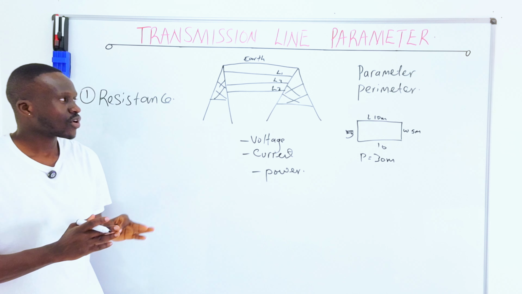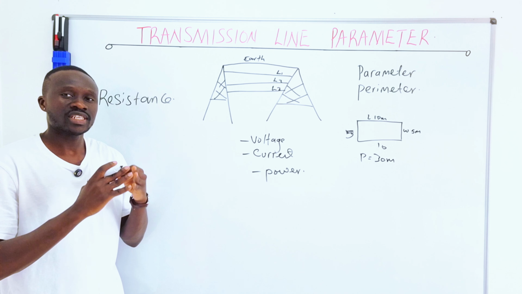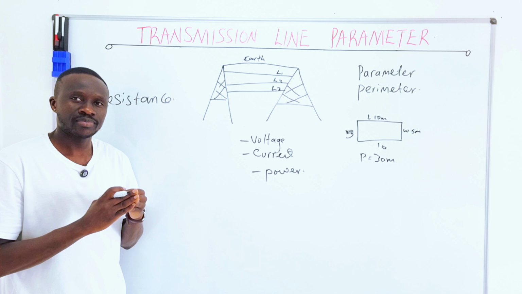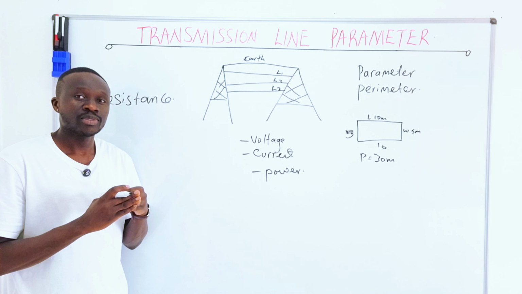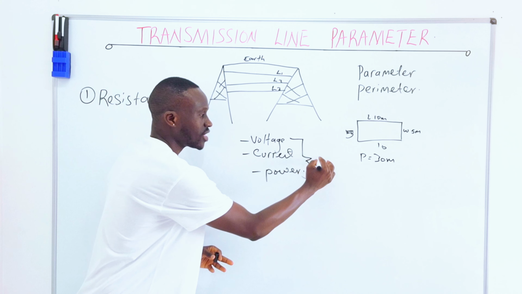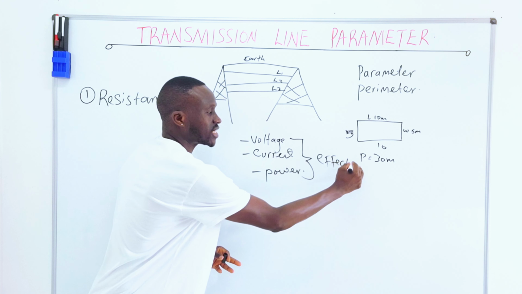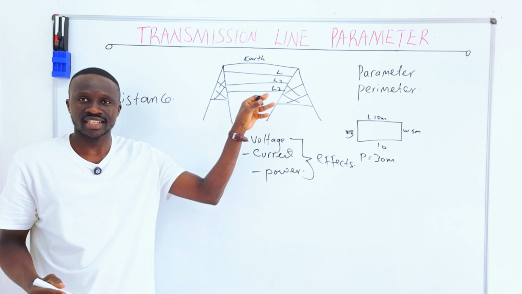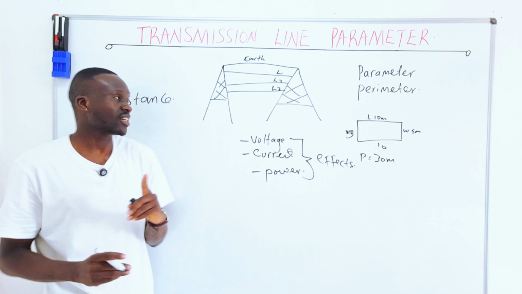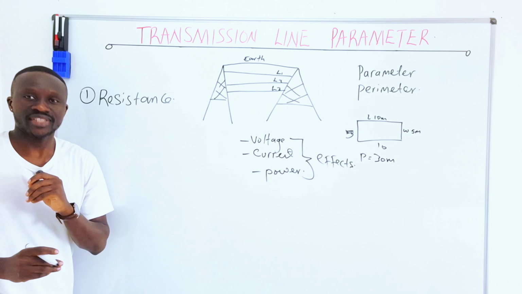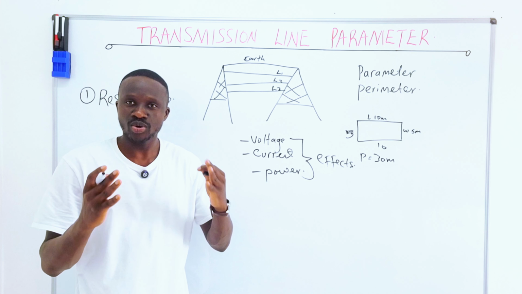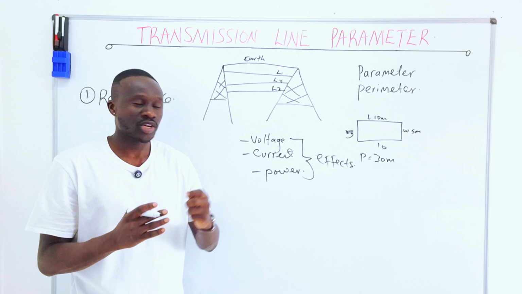Now, we have a conductor. We don't just see a conductor transmitting electrical power, transmitting voltage, transmitting current. There are some effects in these conductors. These effects are the parameters we are talking about. One of the parameters we are seeing is resistance. I know you know them, but you need to know them inside out, what each one does.